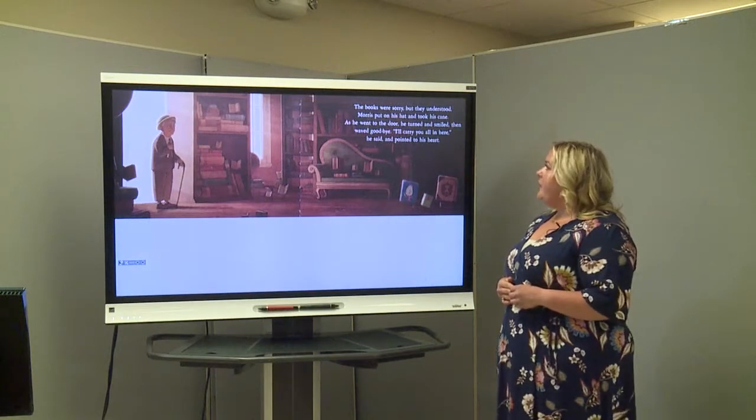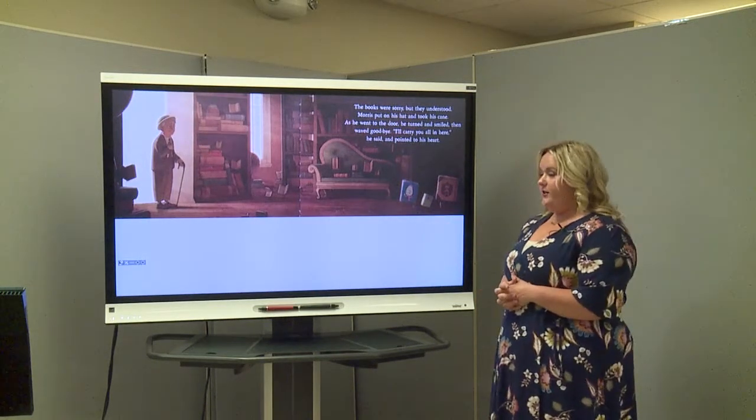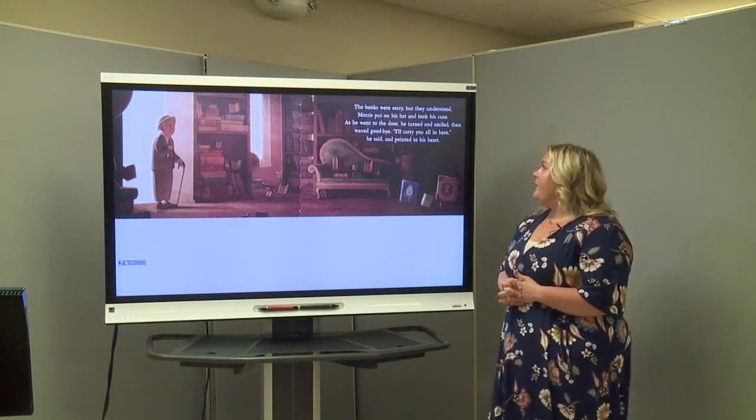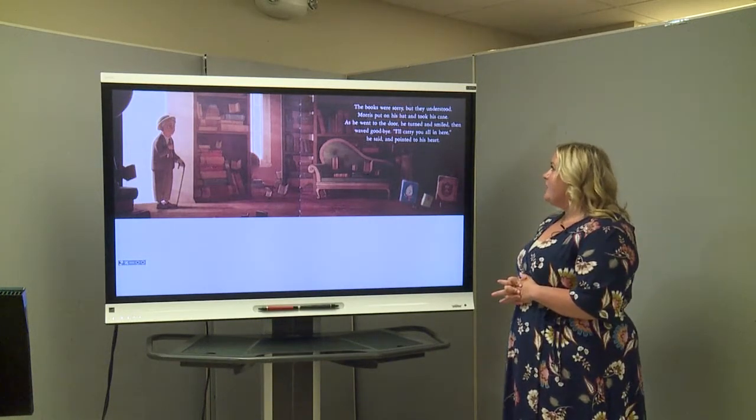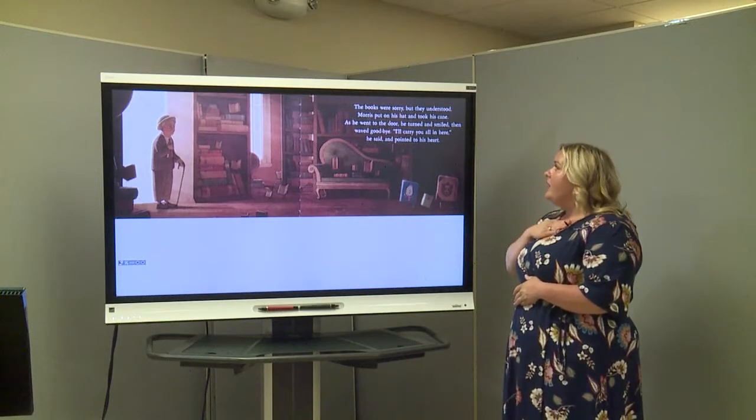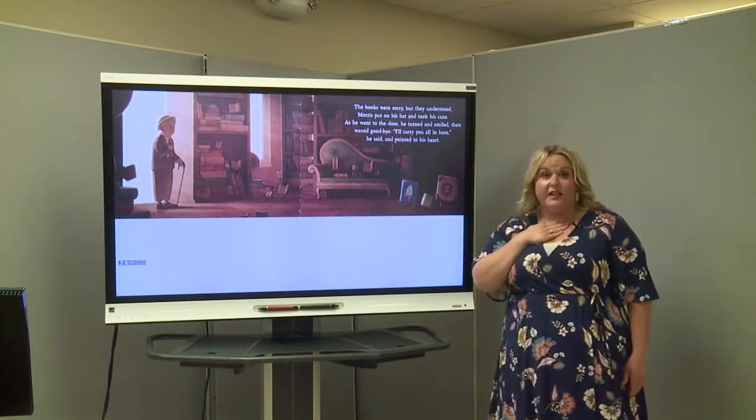The books were sorry, but they understood. So this is when Morris decided it was time to go. The books were sorry, but they understood. Morris put on his hat and took his cane. As he went to the door, he turned and smiled and waved goodbye. I'll carry you all in here, he said, and pointed to his heart.